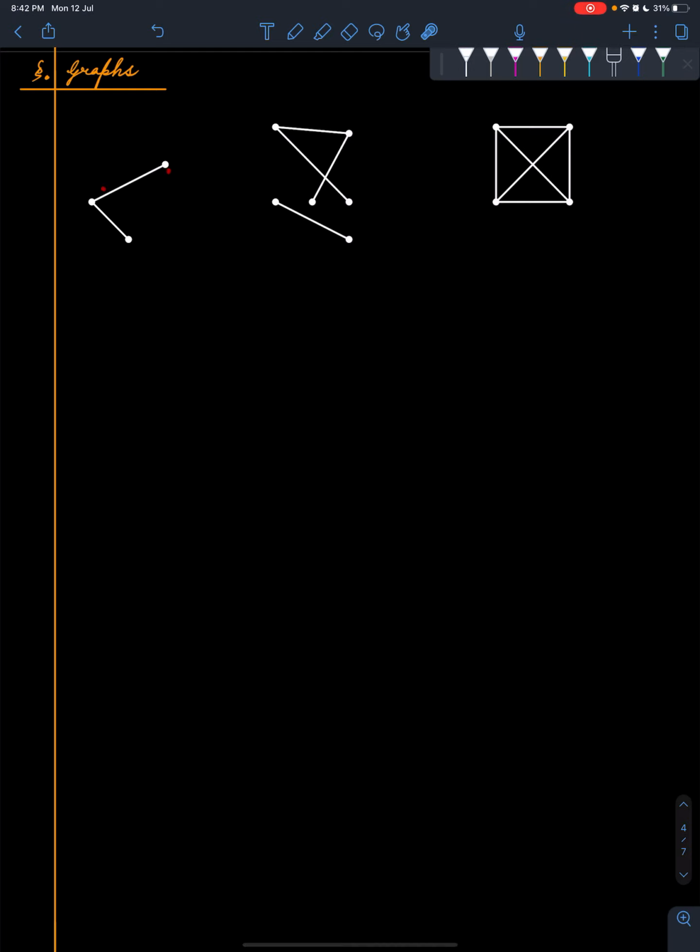So here you have 3 points and then 2 edges. Here you have how many? 6 points and then 3 edges. And you may have no edges at all. That's also a graph. Right? And then here you have 4 points and then all the possible edges are there. So that's also a graph. A graph is a very general object. Alright, so that's a graph.